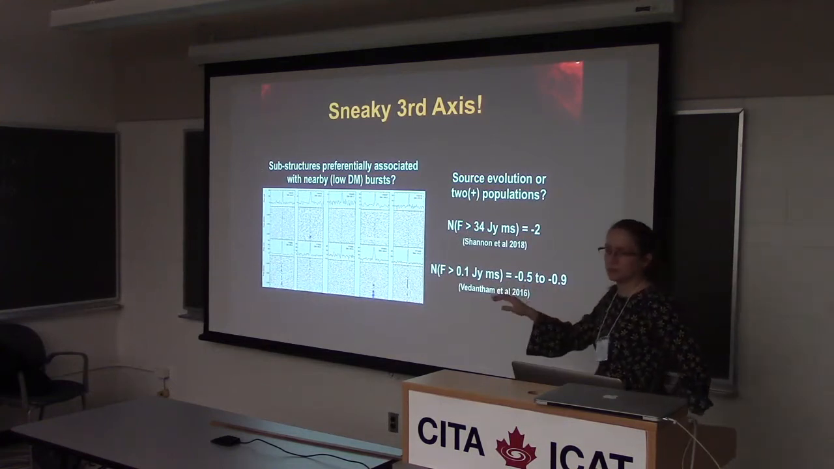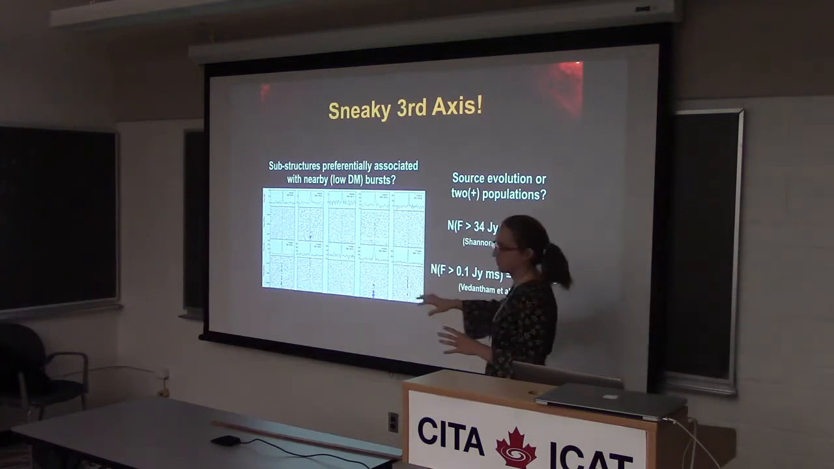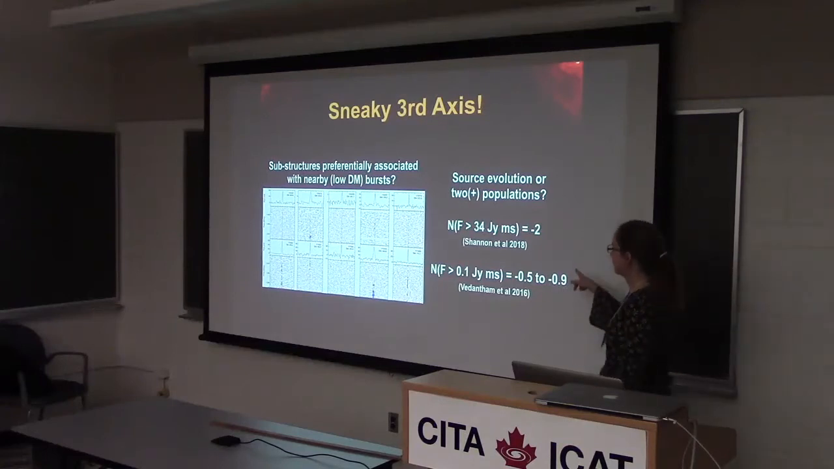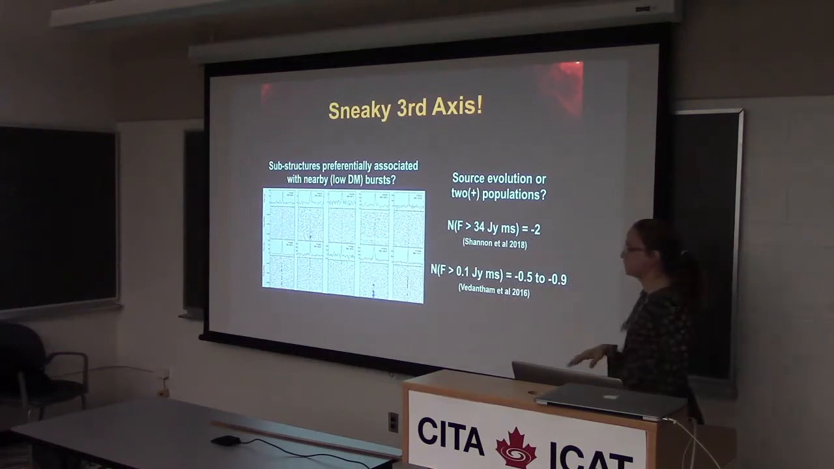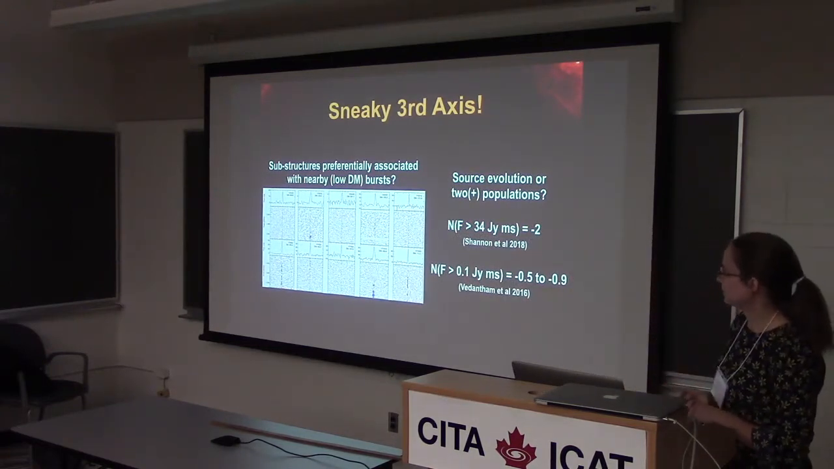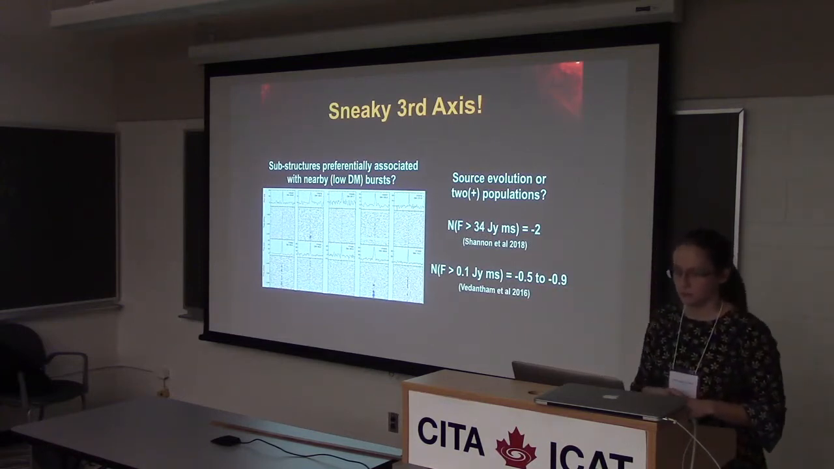I don't know whether this is because of some kind of lensing effect that's distance dependent, or whether there is a bifurcation in the populations. I'm not sure what this is. But there does appear, at least based just on these two numbers, at these different fluence values, to be some kind of source evolution happening in the population. Again, this could be just evolution, or it could be evidence of multiple populations.